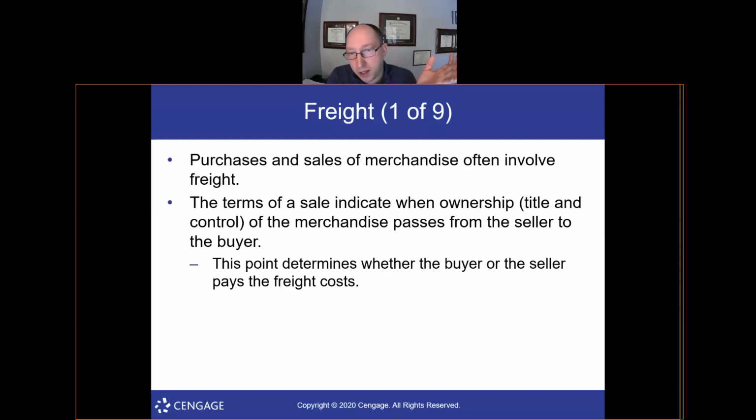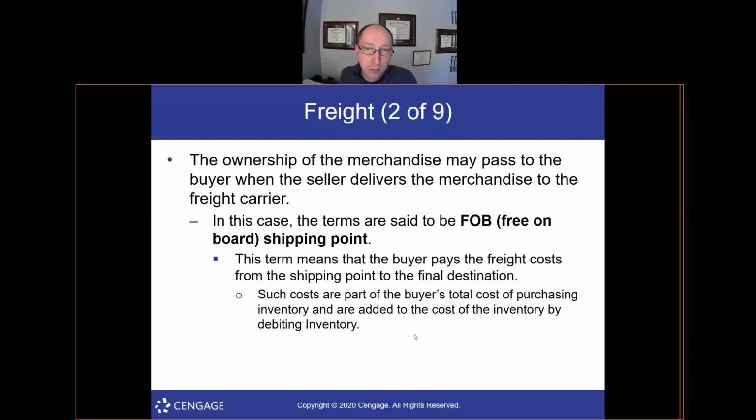So there's a couple things involved with that. Terms of the sale indicate who owns the merchandise while it's in transit. We call this title and control. Merchandise passes from the seller to the buyer at that point. This point determines whether the seller or the buyer is responsible for paying the freight costs. Ownership of the merchandise passes from the seller to the buyer when the merchandise is delivered to them.